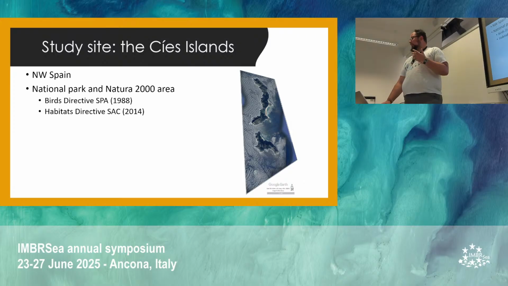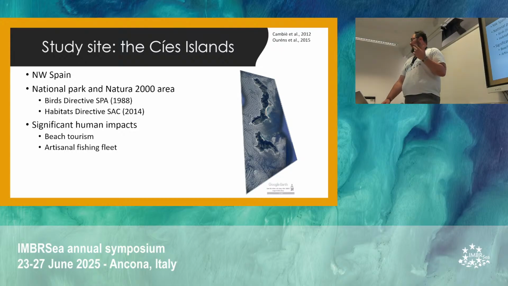But it is not very strictly restricted, and there is quite a number of human impacts that are relevant here. There's beach tourism, for example, and most importantly, there is a very productive and quite large artisanal fishing fleet operating within the confines of the MPA. So my goal here was to identify areas that are the most important for the ecosystem of this area, and to identify which one of these should be prioritized for stricter conservation, for example, by establishing no-take zones within the MPA.